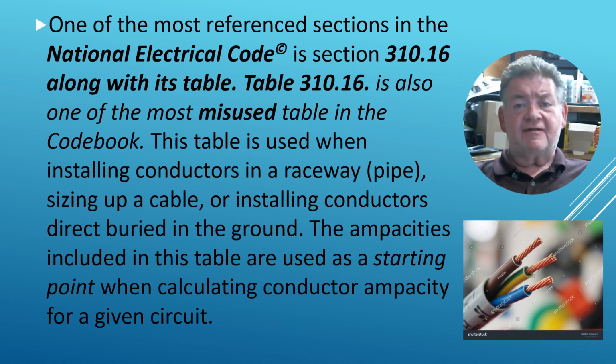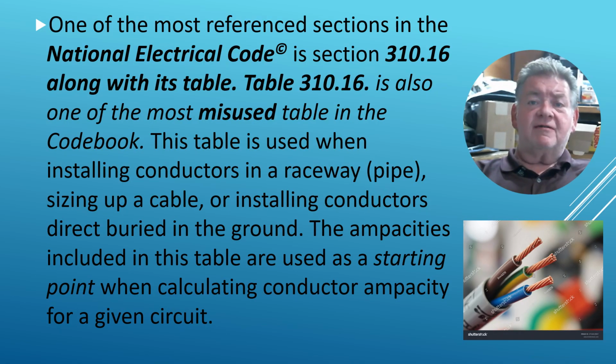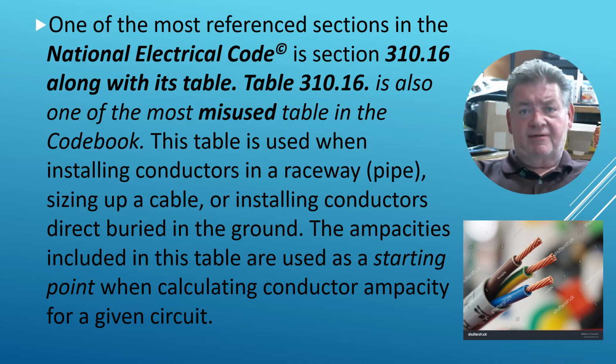One of the most referenced sections of the NEC is section 310.16, along with its accompanying table, Table 310.16. Table 310.16 is also one of the most misused tables in the entire code book. This table is used when you're installing your conductors in a raceway, a piece of pipe, when you're trying to size up a cable, or if you're installing your conductors direct buried in the ground. The ampacities in this table are used as a starting point when calculating conductor ampacity for a given circuit.